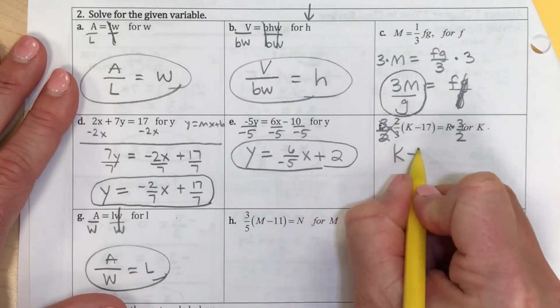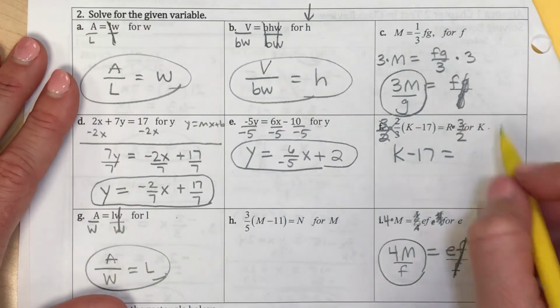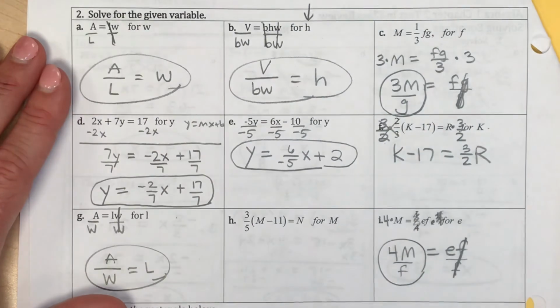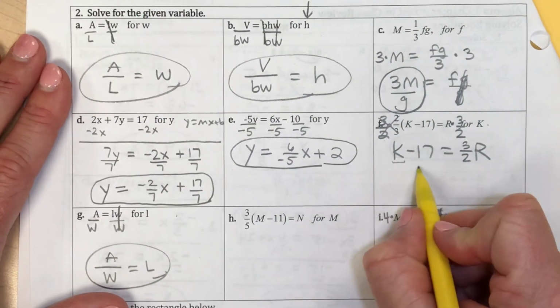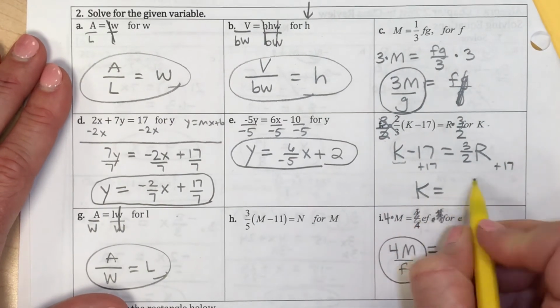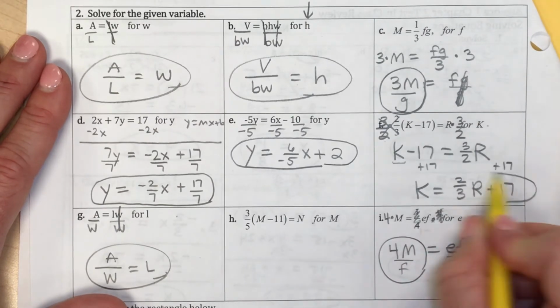And here I will have k minus 17 now is equal to 3/2 of r. I'm going to write the coefficient, the 3/2, in front of the r. And now to get the k by itself, we want this term alone. I'm going to add the 17 over to the right side. So I have 2/3 r plus 17.